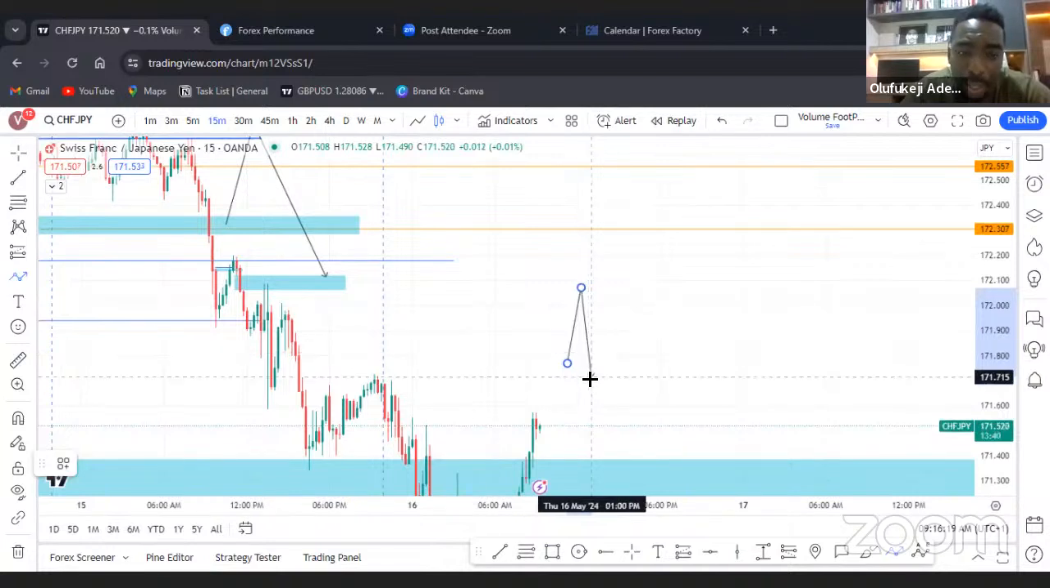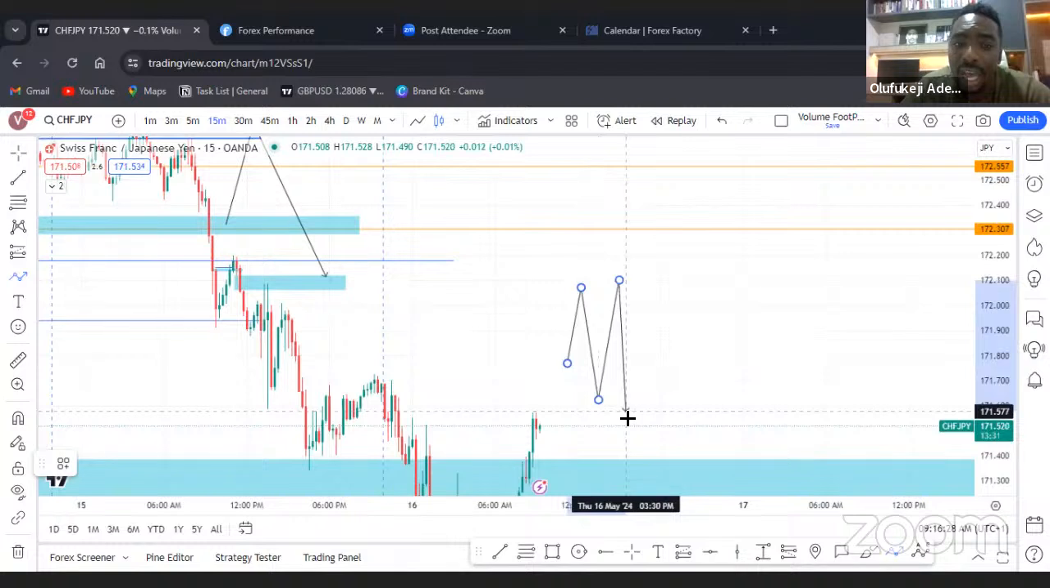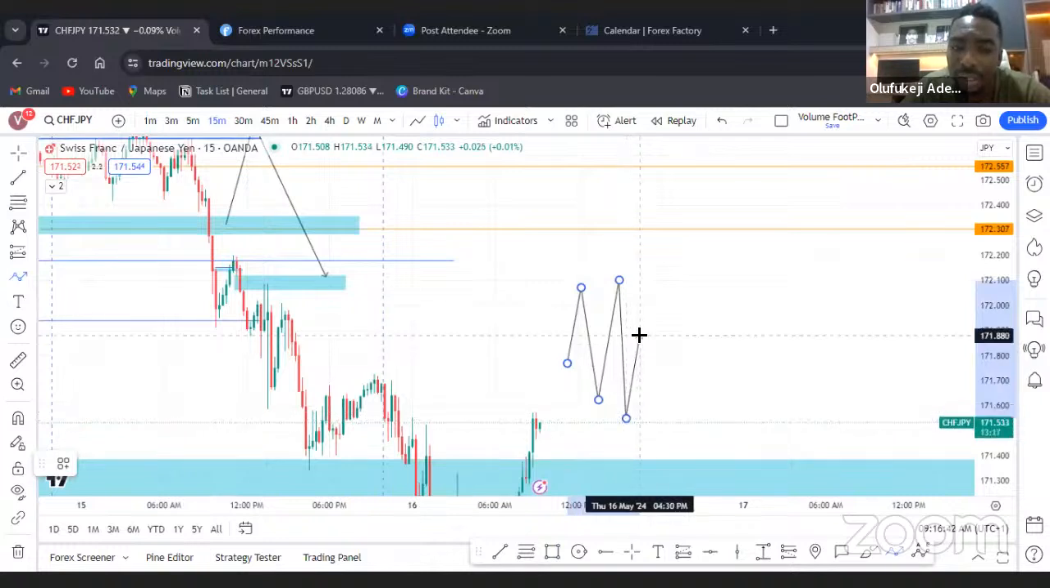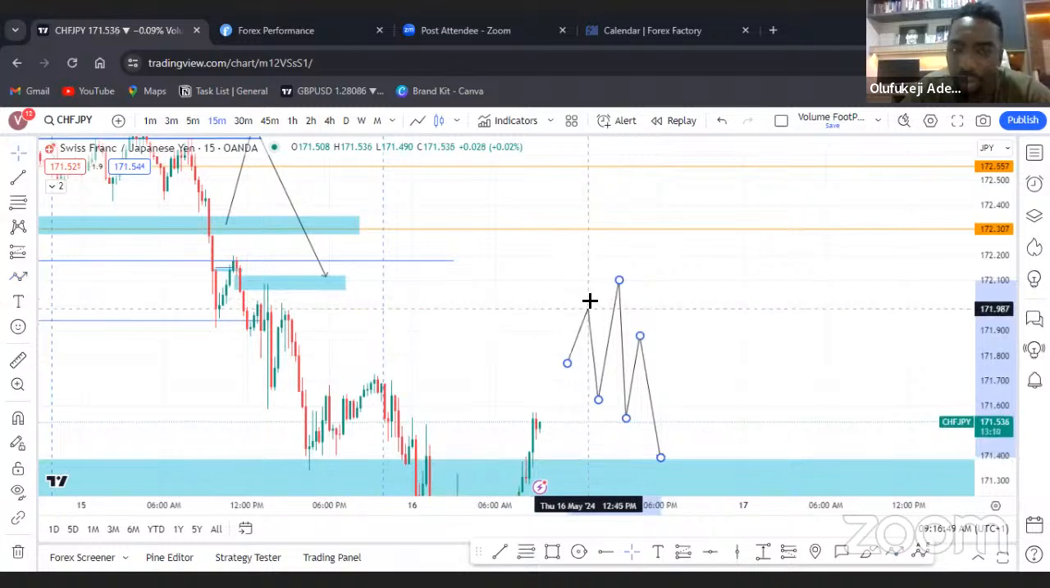Our sweep, where price goes to break that shoulder. Price goes to clear that shoulder to the upside and returns with force, forming a fair value gap. And then price returns to 50% of that fair value gap, and then comes all the way down.